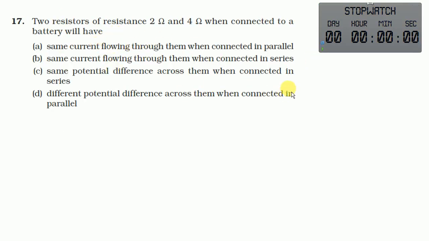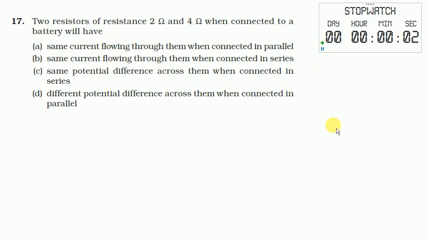Okay, next question. This is easy. Come on. Two resistors of resistance 2 ohm and 4 ohm when connected to a battery will have same current flowing through them, same voltage.